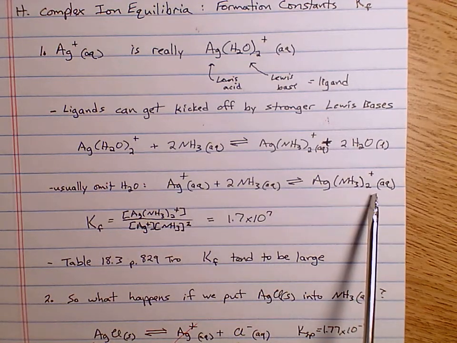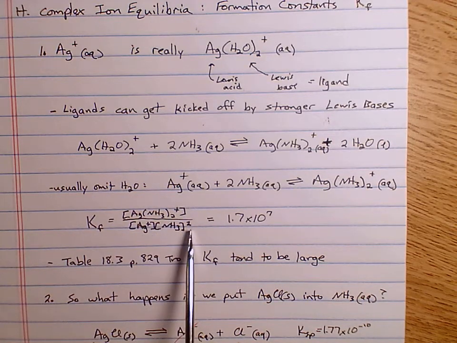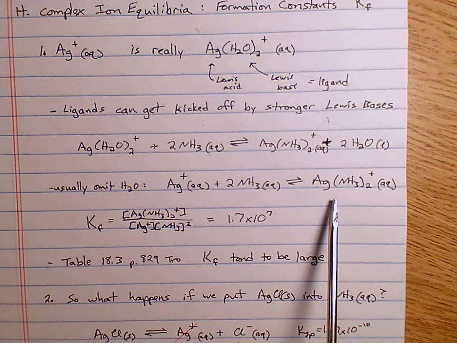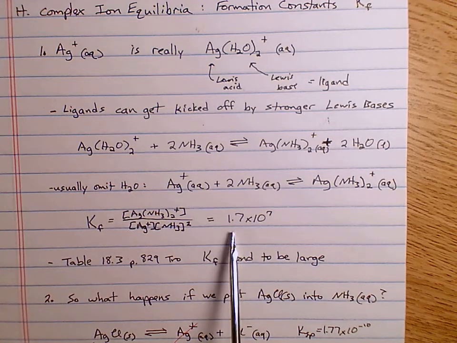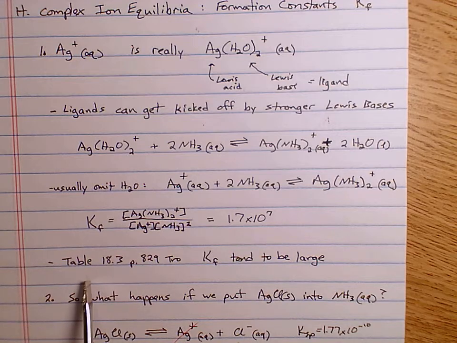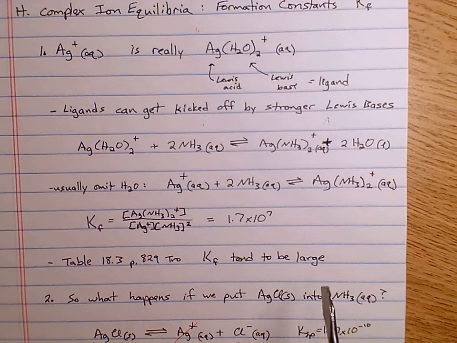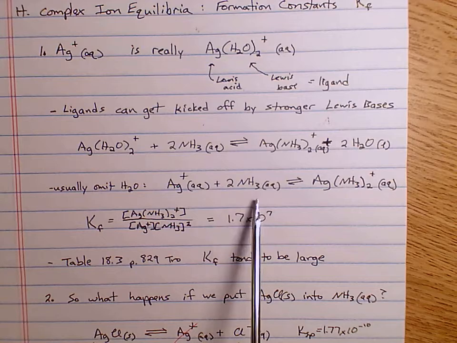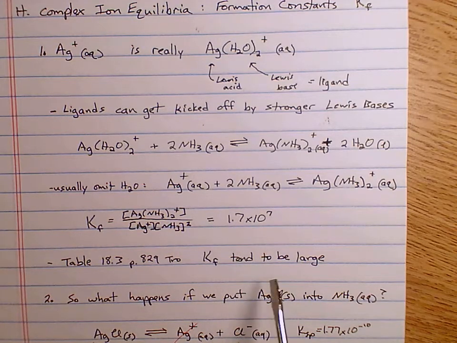Note aqueous, aqueous, aqueous. Everything's in solution. So our equilibrium constant is products over reactants to their stoichiometric powers. Since this is the formation of a complex ion, a metal grabbing ligands, this is a formation constant, and it has a value of 1.7 times 10 to the 7th. If you look at table 18.3 in your TRO book, you'll see that these formation constants tend to be quite large. It turns out transition metals really like to have Lewis base ligands around them.